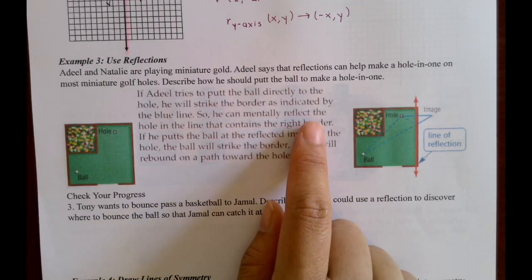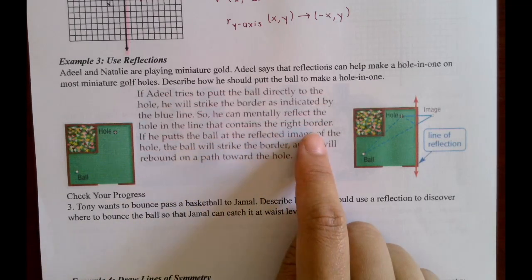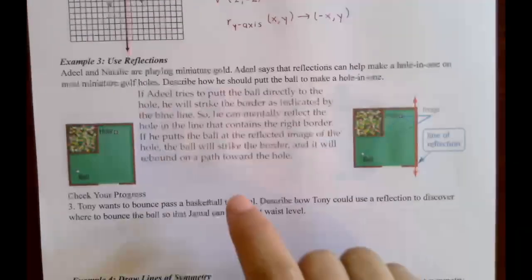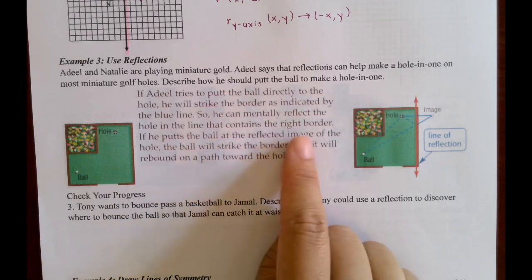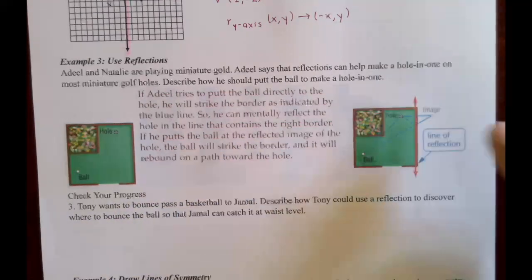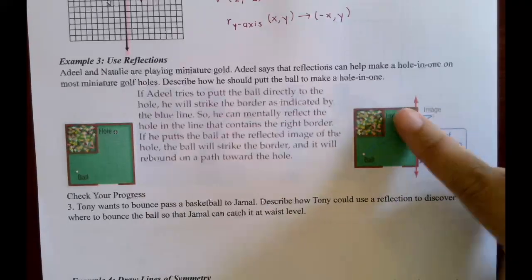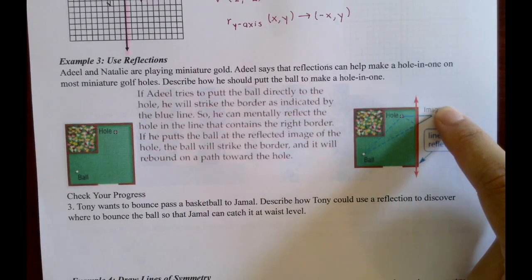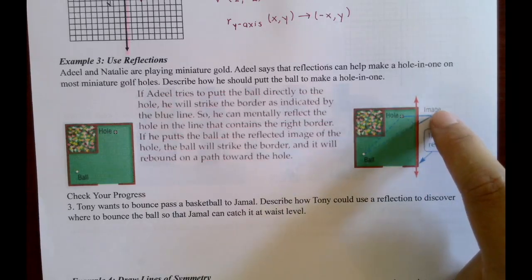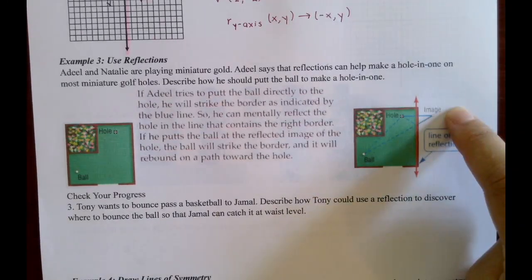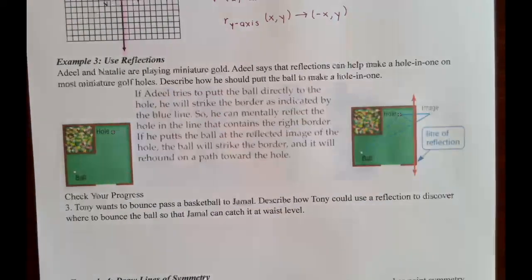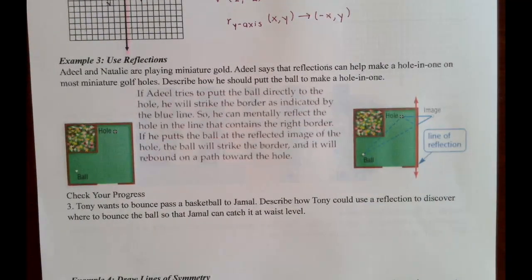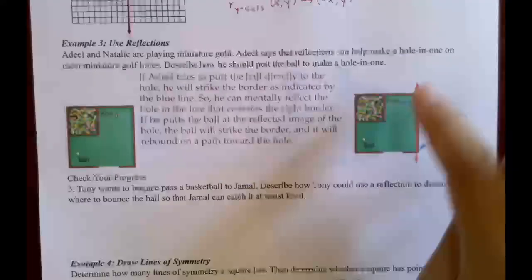So, he can mentally reflect the hole in the line that contains the right border. So here, and then he reflects it. If he puts the ball at the reflected image of the hole, and he reflects it, so if he aims here, because this is the reflection of the hole, if he pretends to putt it directly to this hole, the ball will strike the border and it will rebound on the path towards the hole. So this is just explaining kind of how this reflection thing works.